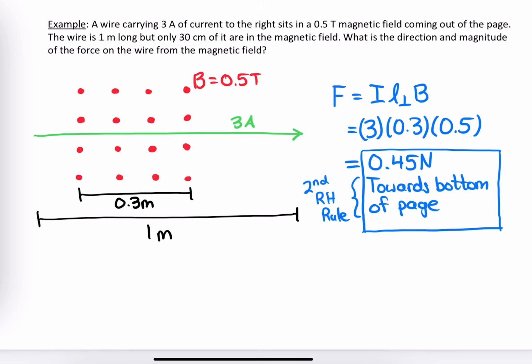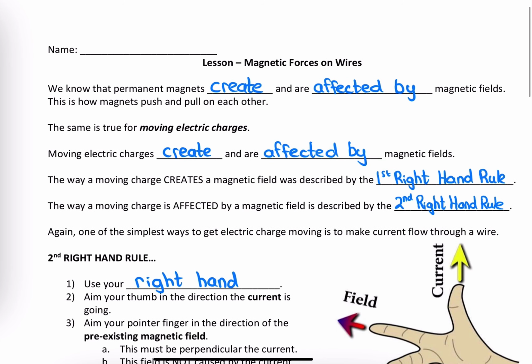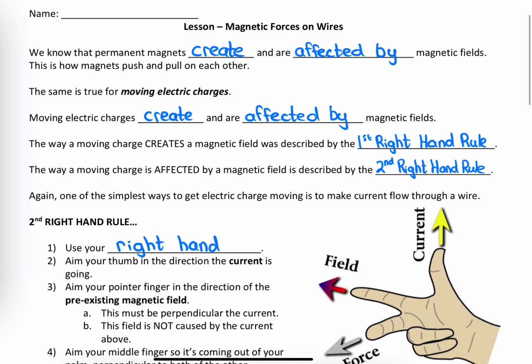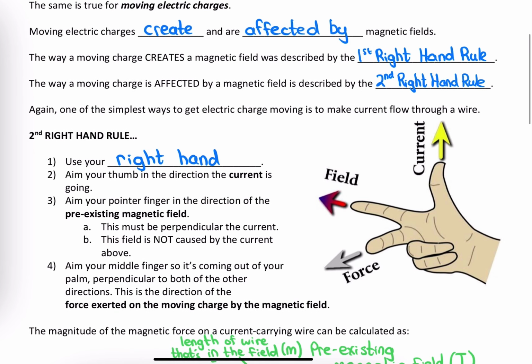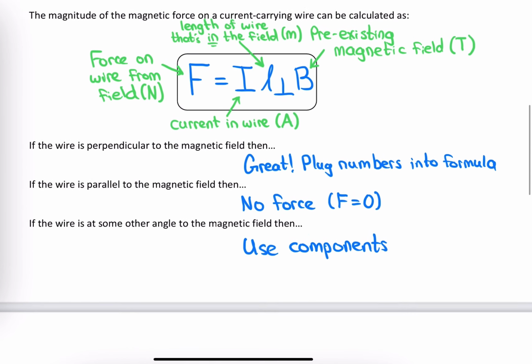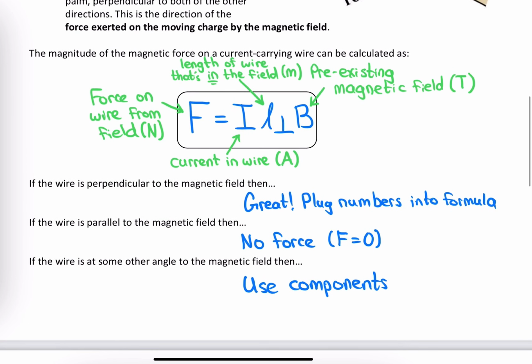So the key ideas in this lesson are that when I have moving electric charge, like a current in a wire, it both creates a magnetic field, which we studied previously, and it's affected by other magnetic fields, which is what we were focusing on in this lesson. The first right-hand rule tells us about how it creates a magnetic field, and the second right-hand rule, which we discuss here, tells us about how current is affected by magnetic fields, by feeling a force. While the right-hand rule will tell us the direction of that force, there's a formula, F equals ILB, that will tell us the magnitude of that force.